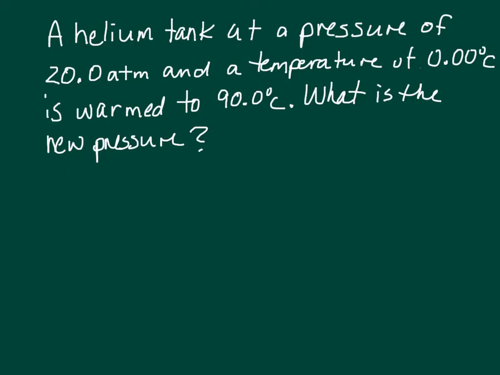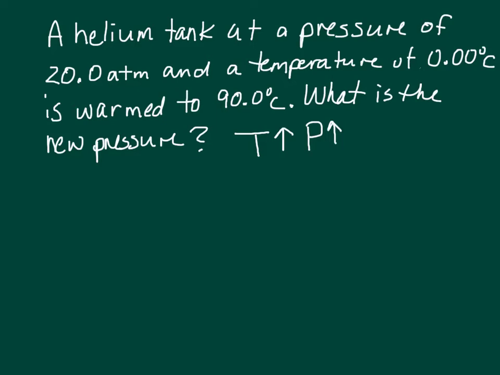The initial pressure is 20 atmospheres and the initial temperature is 0. It's warmed to 90 degrees Celsius. Well, they just told us that our temperature increased. They said it was warmed to 90 degrees Celsius. So if our temperature went up, regardless of whether or not it's Celsius or Kelvin, what's going to happen to our pressure? More kinetic energy, more collisions, so our pressure is going to increase.